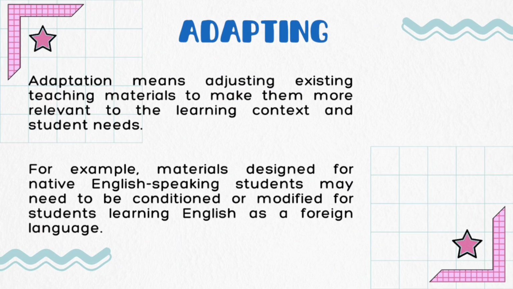Now we will talk about the adaptation first. Adaptation means adjusting existing teaching materials to make them more relevant to the learning context and student needs. This adjustment process may involve changing the content, format, or delivery method to make the material easier to understand and appropriate to the student's culture or ability level. For example, materials designed for native English-speaking students may need to be modified for students learning English as a foreign language.